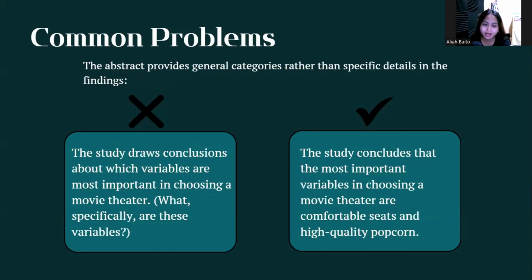Another common problem is that others provide general categories rather than specific details in the findings. In this example, it's wrong to just say that this study draws conclusion about which variables are most important in choosing a movie theater. Kasi, again, itatanong pa rin natin what specifically are these variables. So instead, you can write it like this. The study concludes that the most important variables in choosing a movie theater are comfortable seats and high-quality popcorn.